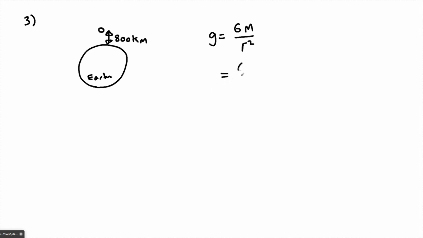Big G, the universal gravitational constant, is 6.67 times 10 to the minus 11 newton meter squared per kilogram squared. The mass of the Earth, now we need to look that up. We're not given it in the question. It is on the front of our data sheet. If you look at the bottom left of the front page of your data sheet, the mass of the Earth is 5.97 times 10 to the power 24 kilograms.